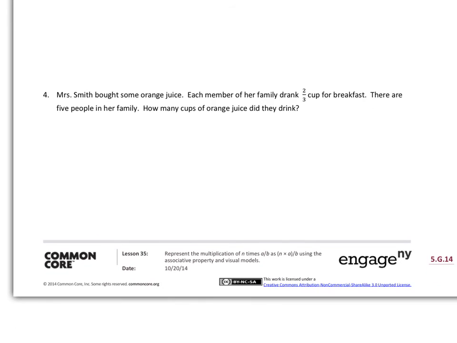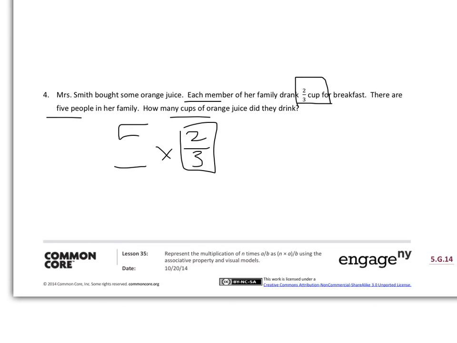Okay, on question 4, they're showing how we can use this in a real-world problem. So we see that Miss Smith bought some orange juice. Each member of her family drank 2/3 of a cup for breakfast. There are 5 people in her family, so we want to know how many cups. So what we want to do is set this problem up as some number times our fraction. So the fraction students should be able to see is 2/3. How many people drank 2/3 in the house? They should be able to determine it's 5.